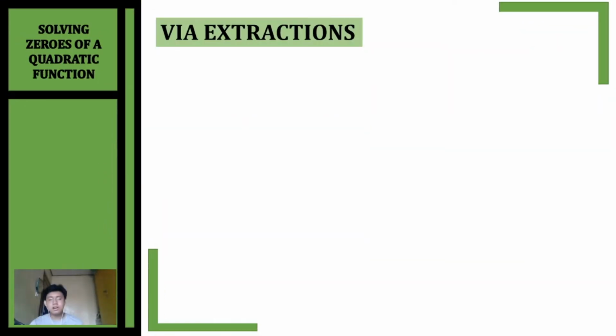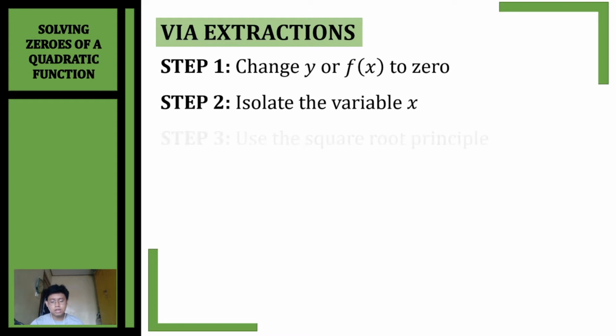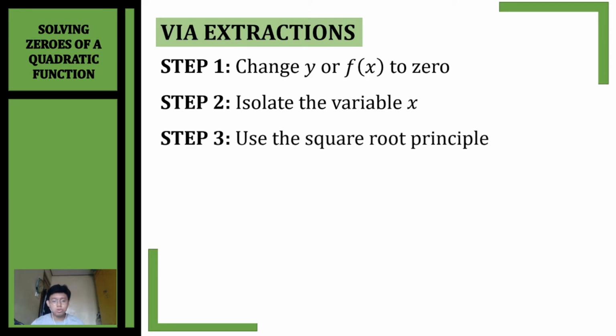So here are the steps in solving zeros of a quadratic function using extraction. The first step is to change the variable y or the function notation to 0. Second step is to isolate the variable x. And step 3 is for you to use the square root principle or the square root property. Now, take note, you can only use this method if and only if your given function is in vertex form or if you're given only one variable x in your function.